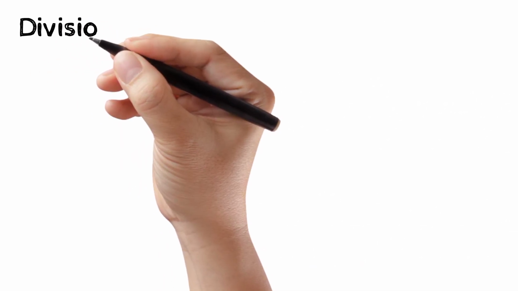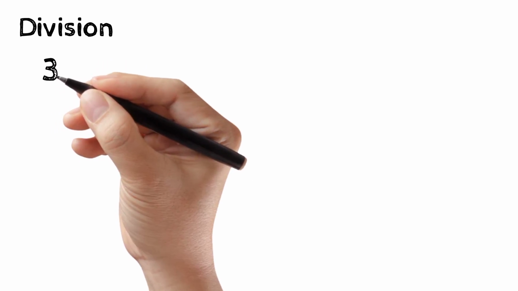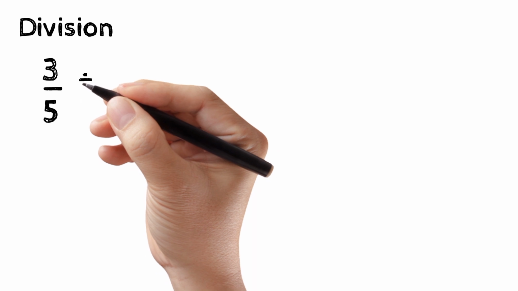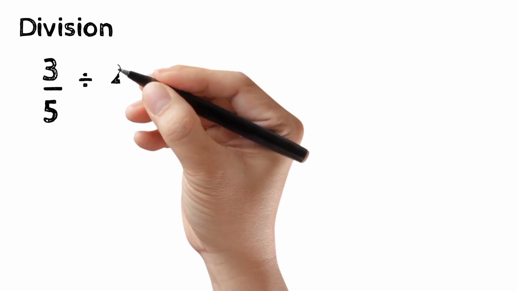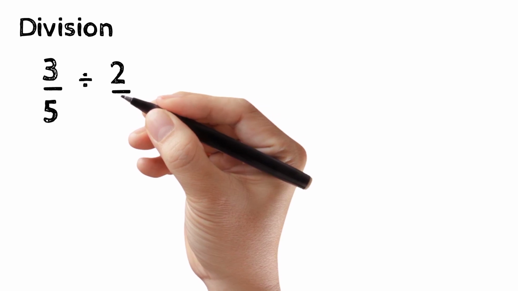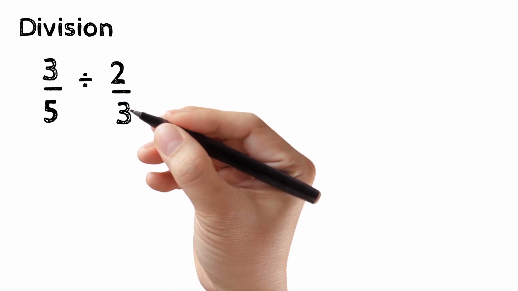How can we divide fractions? Division on fractions, starting with the simple fractions. 3 over 5, then divide by 2 over 3.